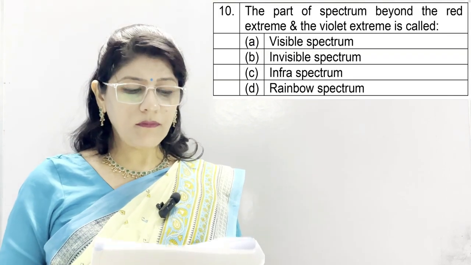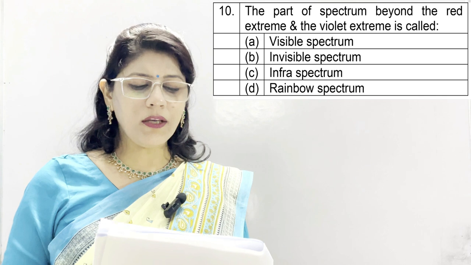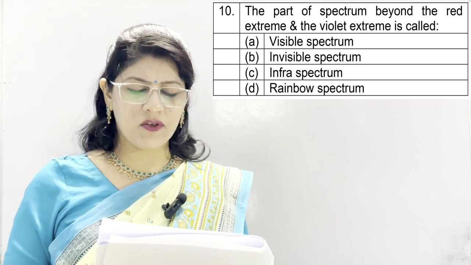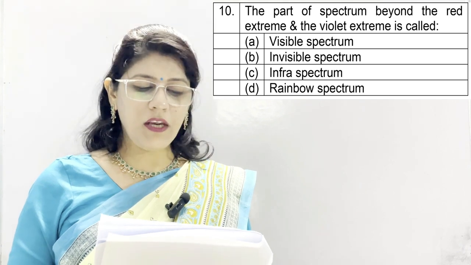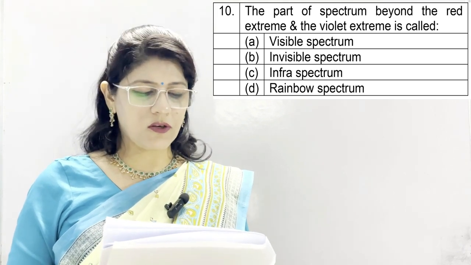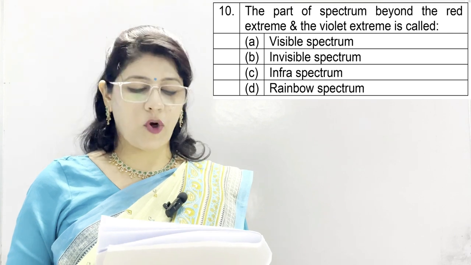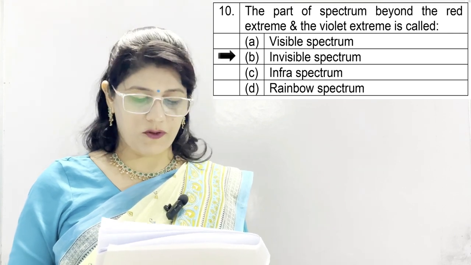Question number 10. The part of the spectrum beyond the red extreme and the violet extreme is called option A, visible spectrum, B, invisible spectrum, C, infraspectrum and D, rainbow spectrum. And the correct option is B, which is invisible spectrum.